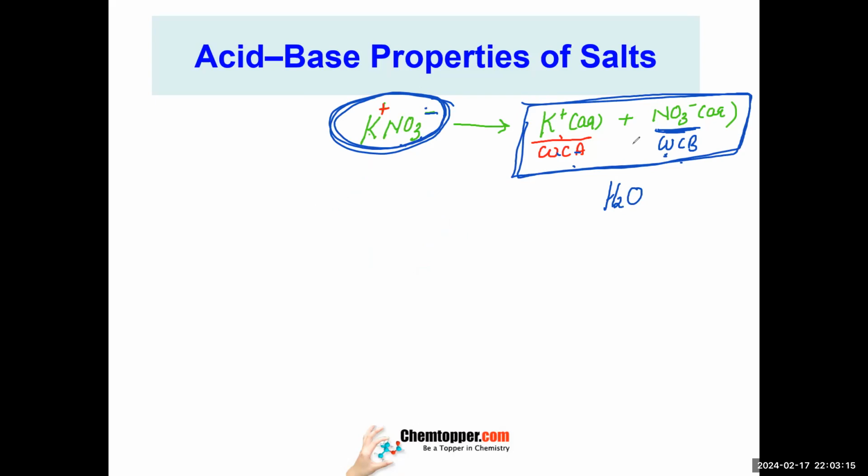So when you have a weak conjugate acid from a strong base and a weak conjugate base from a strong acid, both of them are weak. Then pH is controlled by stronger water. Water is stronger than them. So water controls the pH, right? Water controls the pH. So what's the pH of this solution?